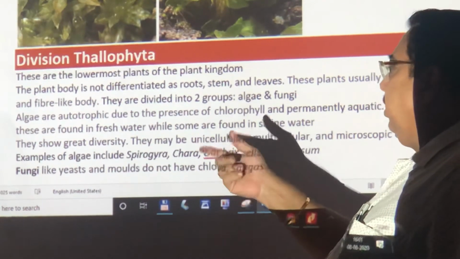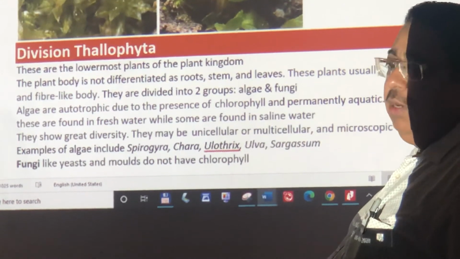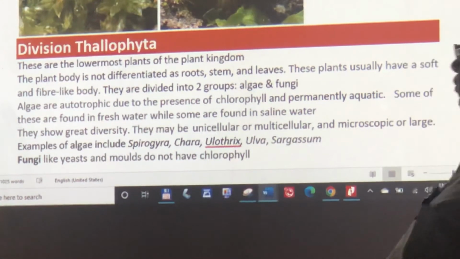And fungi are yeast and molds. They do not contain chlorophyll. They are heterotrophs.